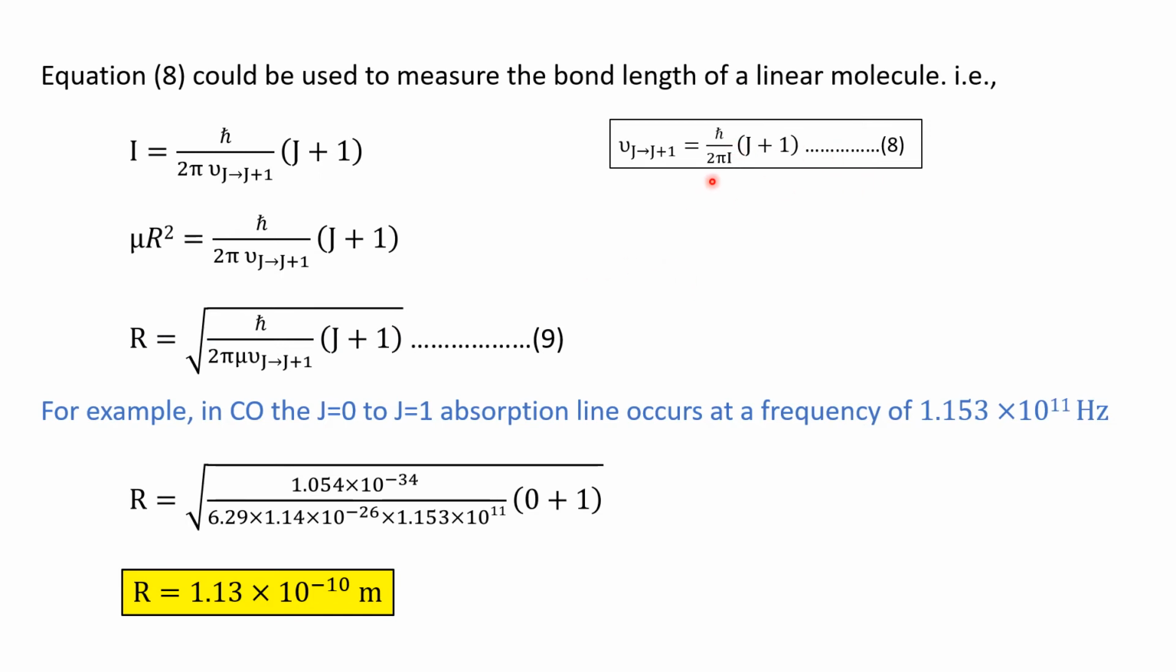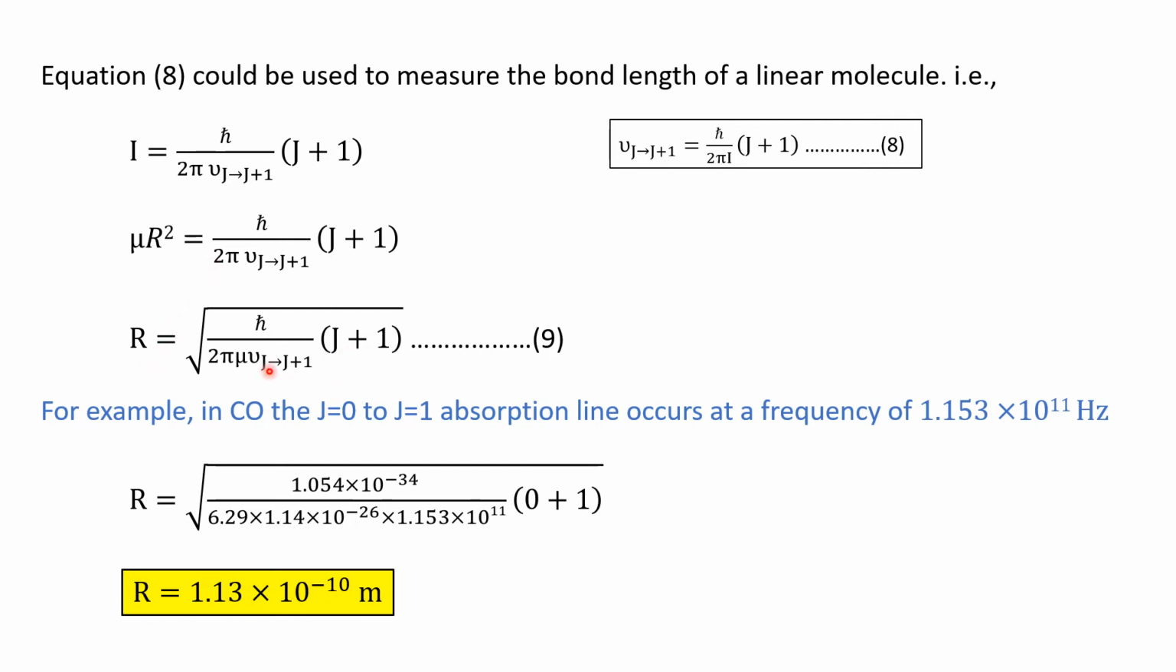Equation number 8, which was given on the previous page, can also be used to measure the bond length of a linear molecule. So here, this is equation number 8, and from here we can write the moment of inertia, I equal to mu r square, and then r is equal to this one.